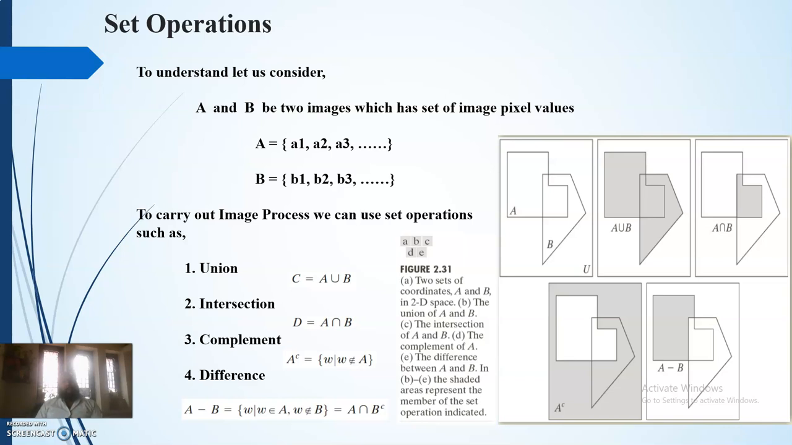Next, difference, that is A minus B, that is B should be removed from A, which means the things associated with B will be removed. So like that, set operations are pictorially represented here: A union B, A intersection B, A complement, and A minus B. Such operations are carried out in image processing.